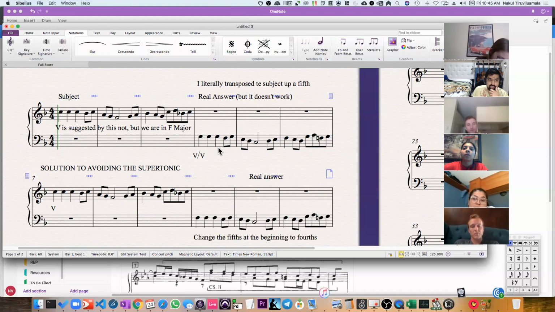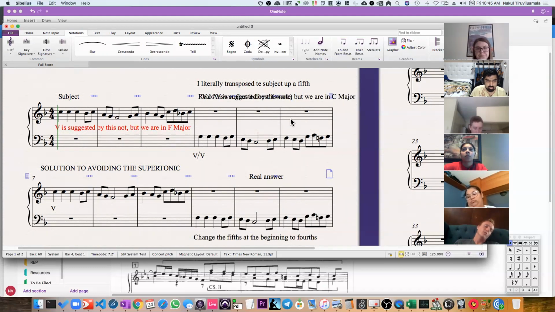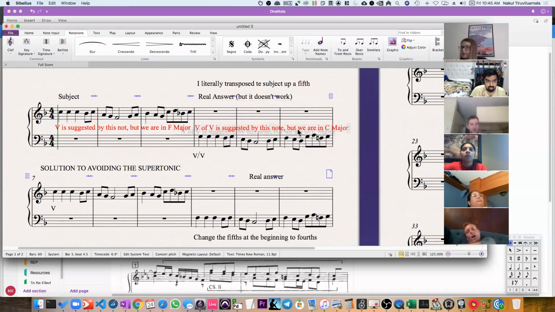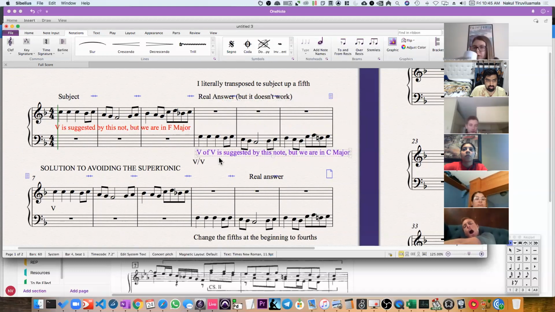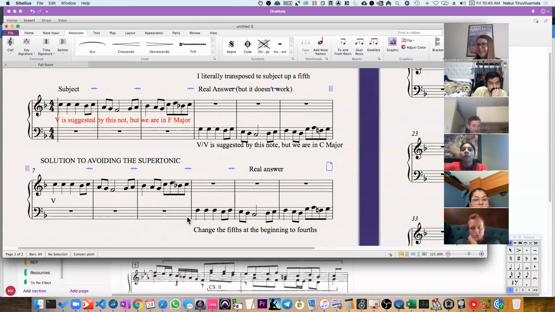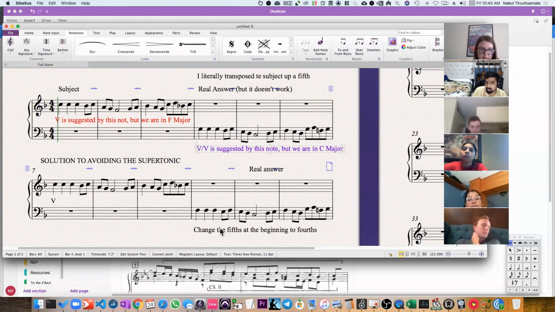That's an important distinction. Now here, I guess I should say 5 of 5, oh gosh, is suggested by this note, but we are in C major. It just doesn't work well. Okay? So the way to make this work better is to change the fifths at the beginning to fourths. Okay?